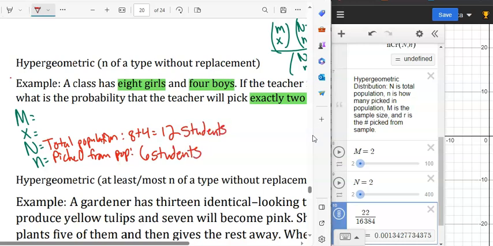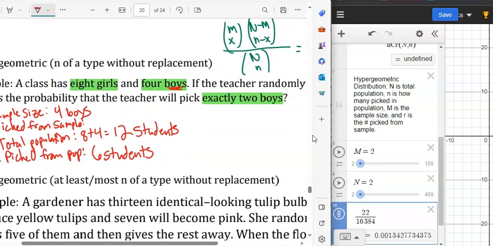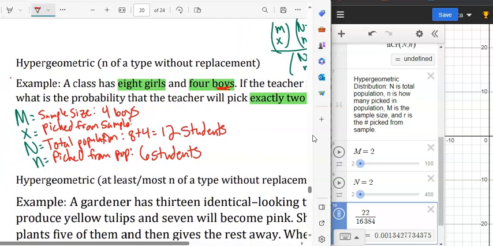M is the sample size. It's the people that they are wanting to choose, which in this case is boys. So I'll have 4 boys. And then X is going to be the number picked from that sample. It says exactly 2 boys. From there, you just plug them into the formula.